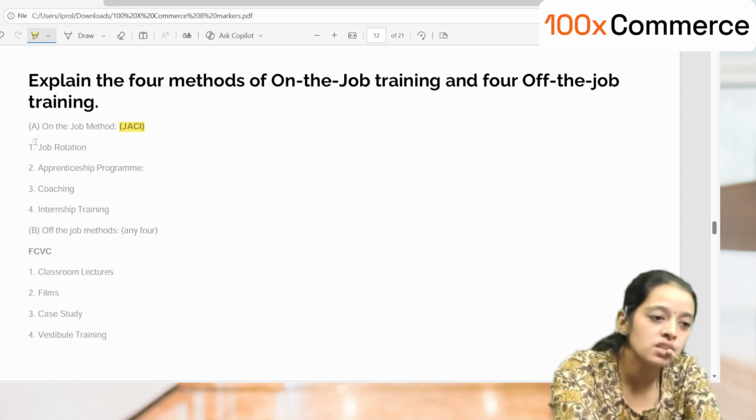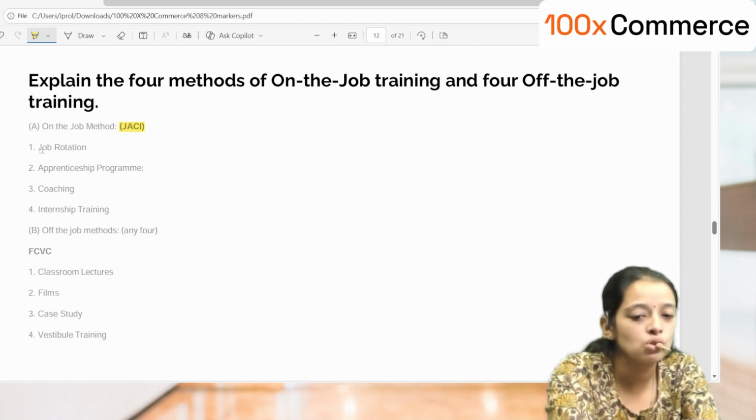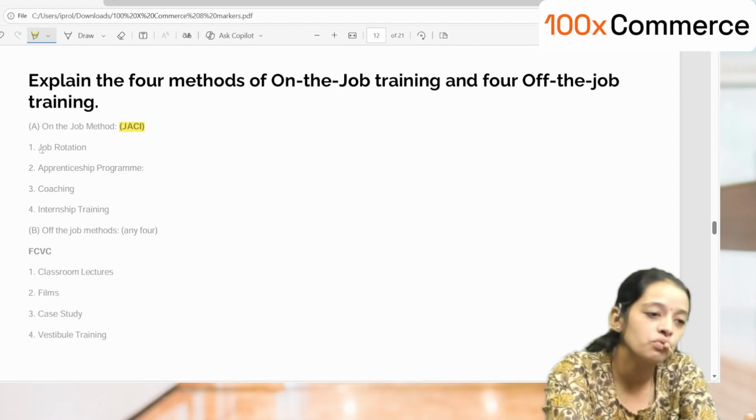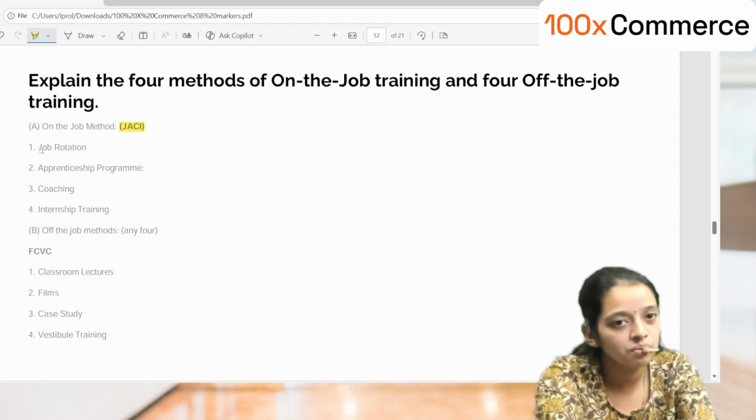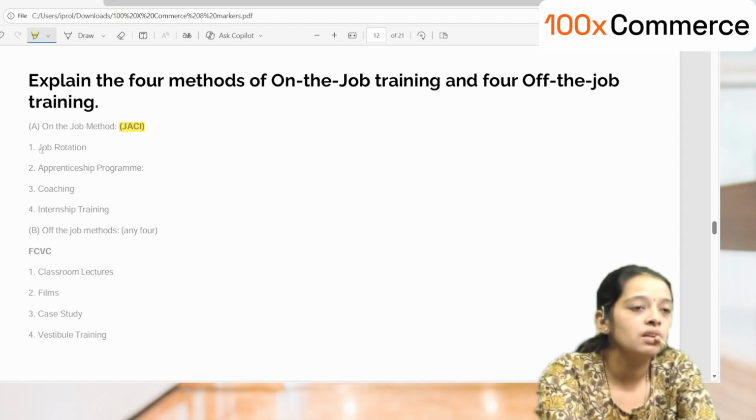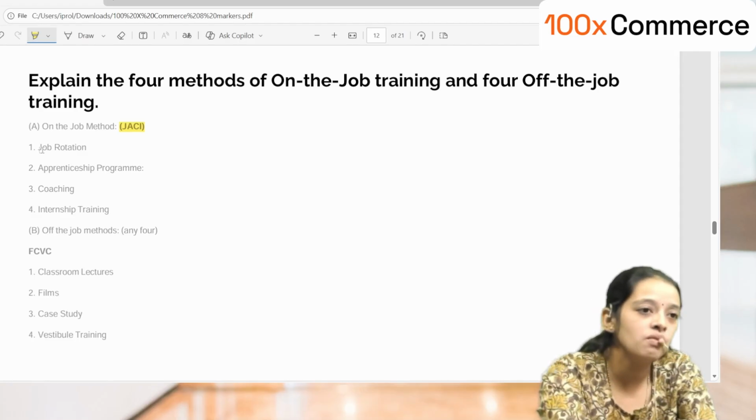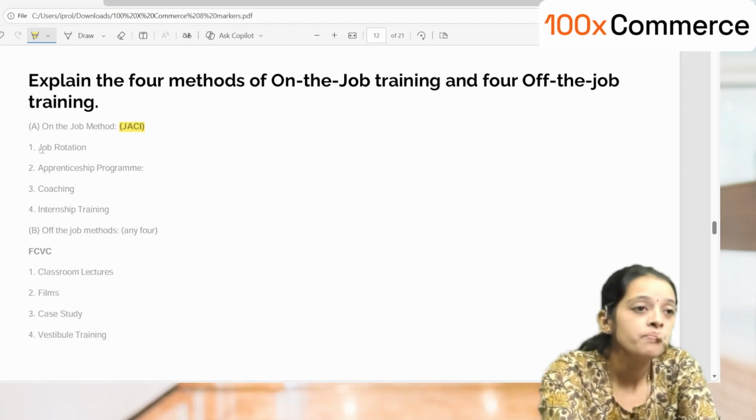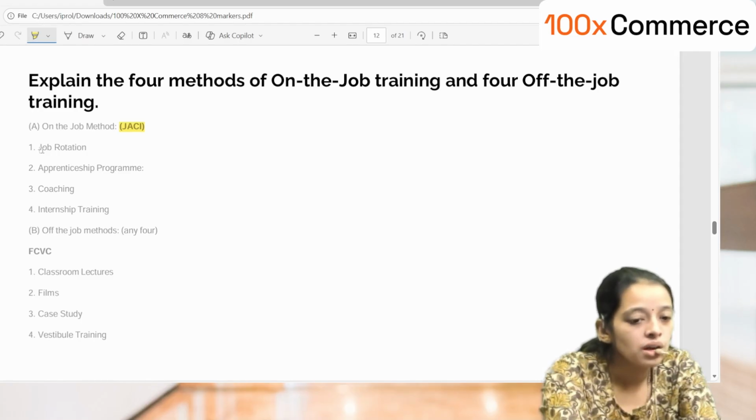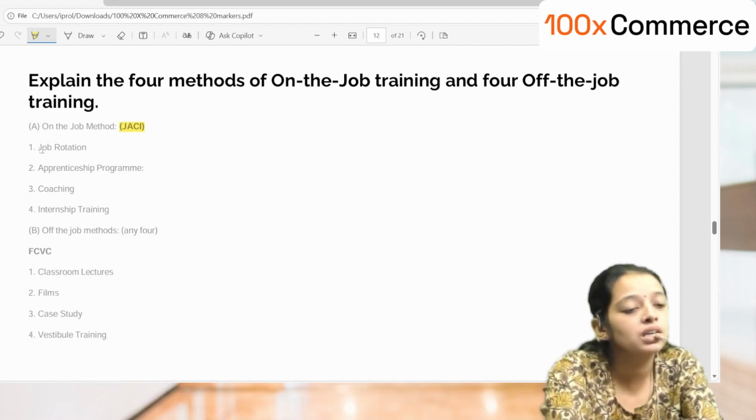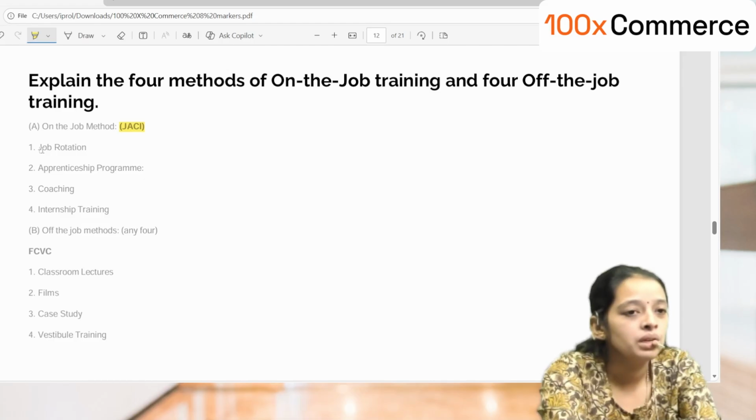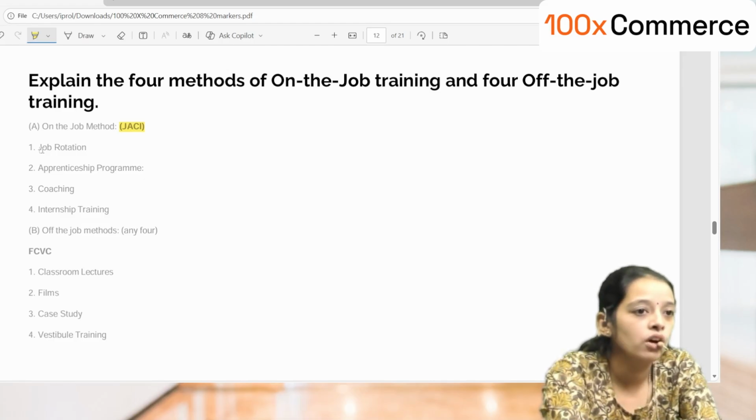Job rotation is nothing but changing the job of a particular individual in the same company, when they change from one department to another department with the same pay scale, the same duties and responsibilities. We call it job rotation. So basically in job rotation, the employee will be learning something new, a new way of work or a new methodology to perform the job.